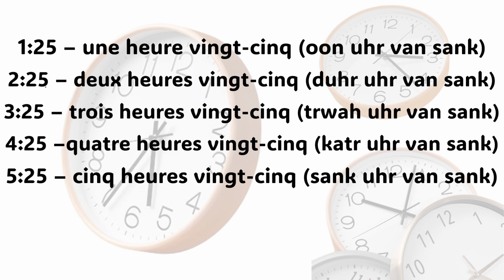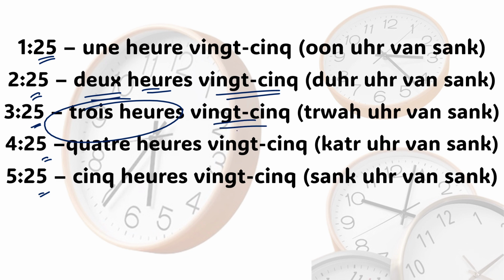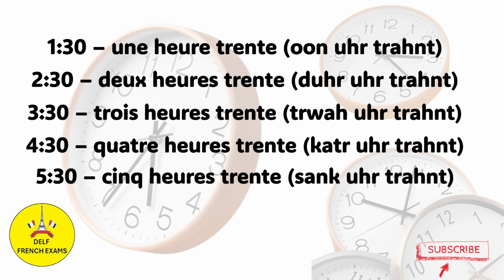Let's go for the numbers which have 25 minutes at the end. They are all similar again. So, une heure vingt-cinq. Deux heures vingt-cinq, that is 2 hours. Vingt-cinq is 25. Trois heures vingt-cinq. Quatre heures vingt-cinq. Cinq heures vingt-cinq is 5:25.